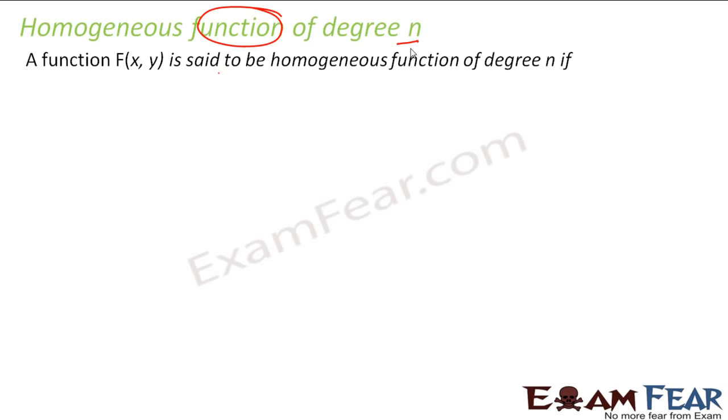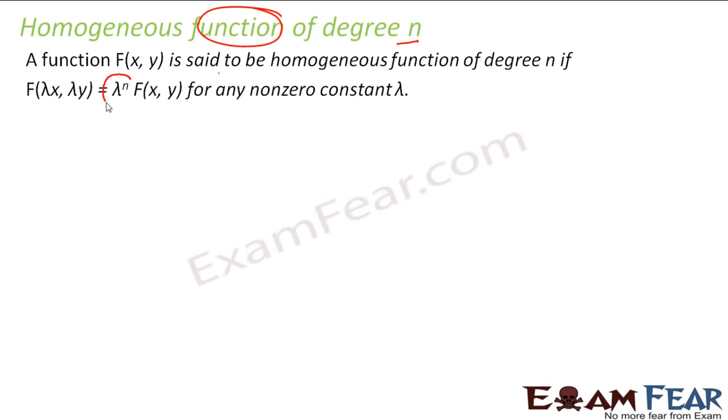A function is said to be homogeneous function of degree n if this is my function f in terms of x and y, f(lambda x, lambda y) is equal to lambda to the power n into f(x, y), where lambda is any non-zero constant. So this kind of function is called homogeneous function of degree n. So let's take some example.